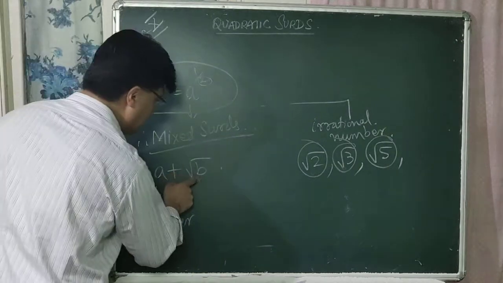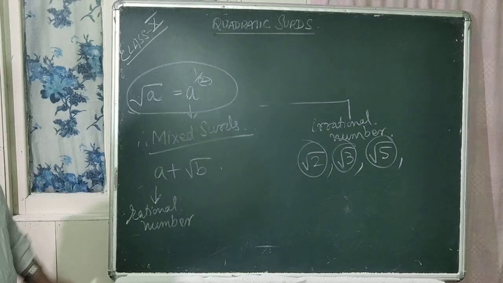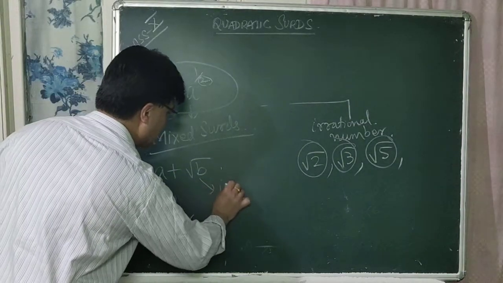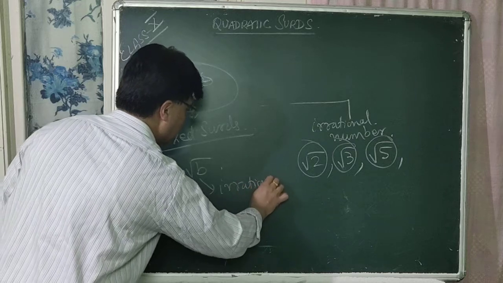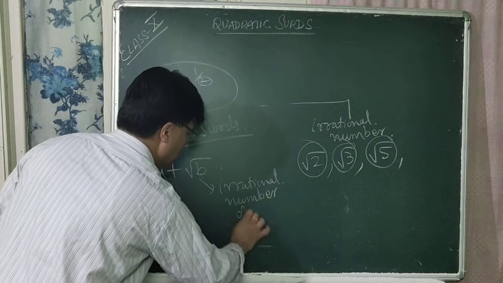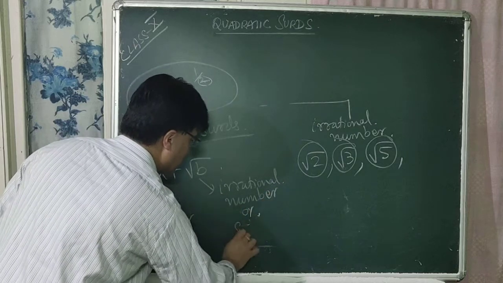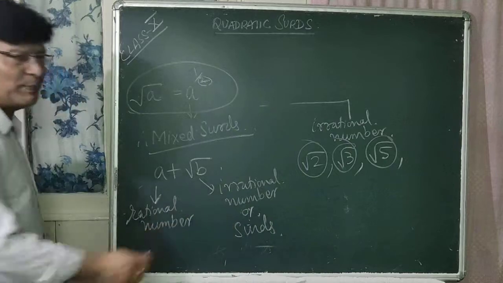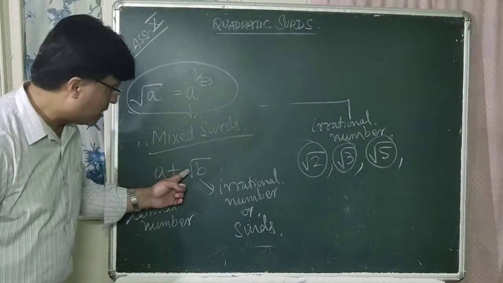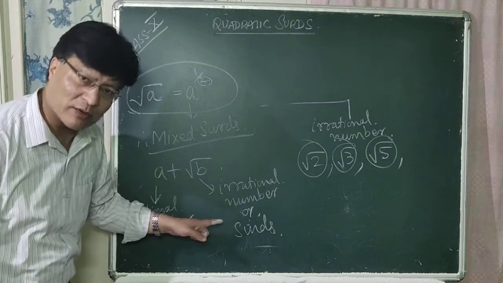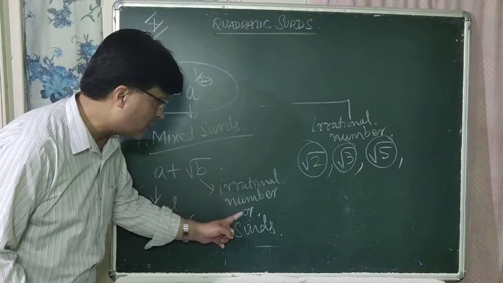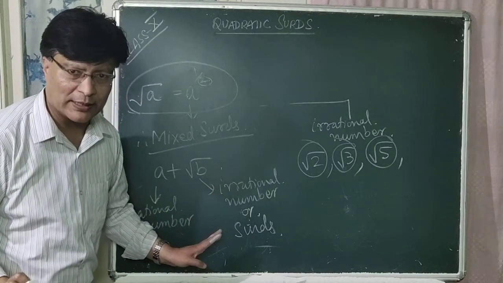But in this case, you cannot get the exact value of root over b. This is known as an irrational number, or it is known as quadratic surds or simply surds. You may call it quadratic surds or simply surds. So root over b is an irrational number, or simply surds.